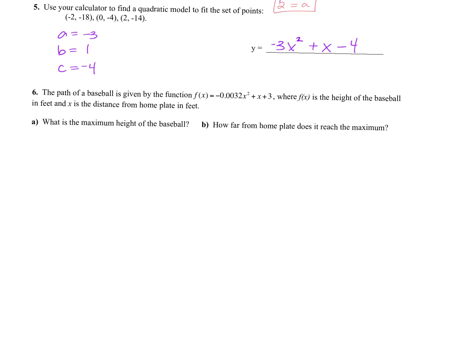Okay, number 6, it says the path of a baseball is given by the function that you see there, where f of x is the height of the baseball in feet, and x is the distance from home plate in feet.